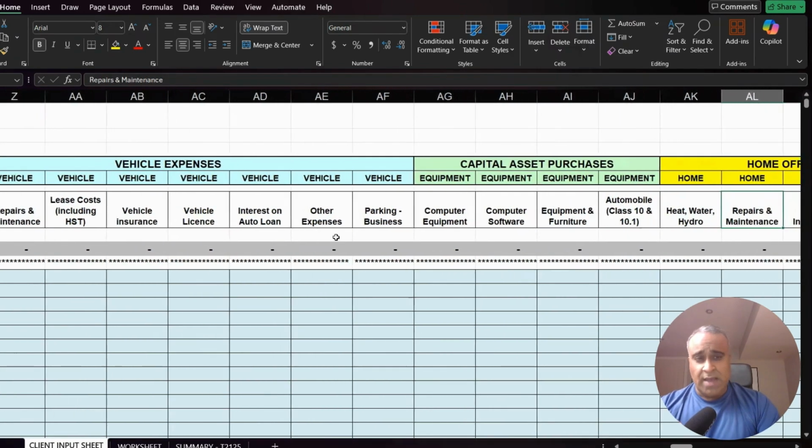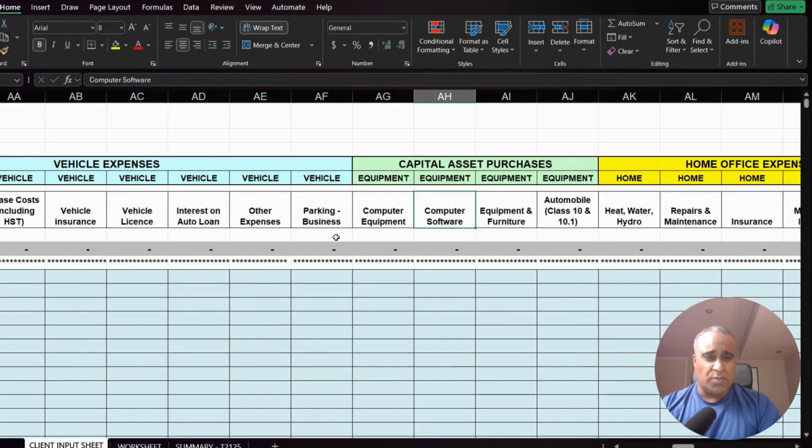Now, if you bought any capital assets, like a laptop or an iPad for your business, then you would put those amounts under this category specifically. Because generally we don't expense those items right away. We have to treat it like an asset, and then we expense it over a period of time.